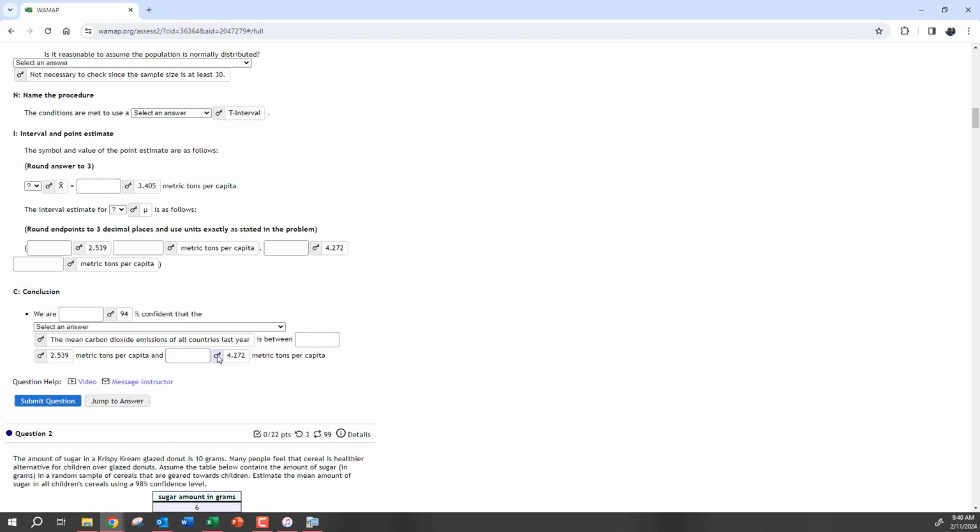Okay, so that's all the nuts and bolts for doing confidence intervals in Excel and also in the TI. Hope that helps.